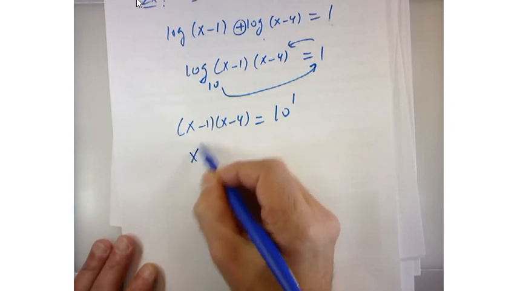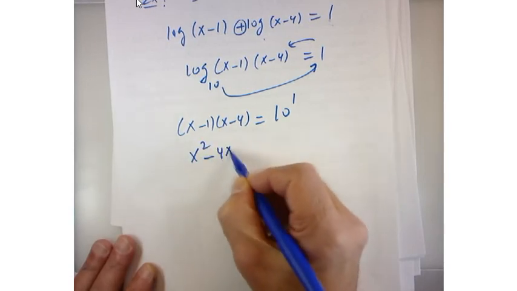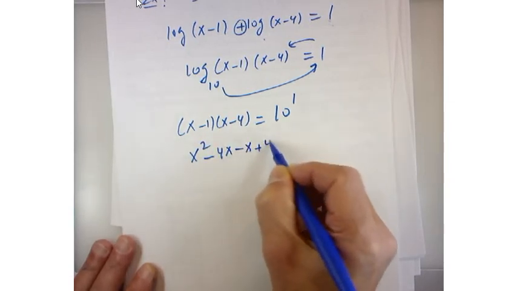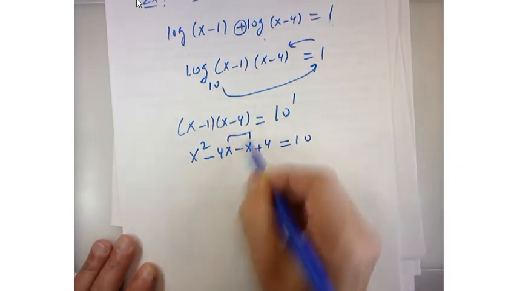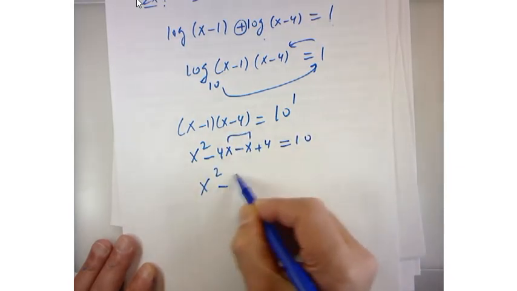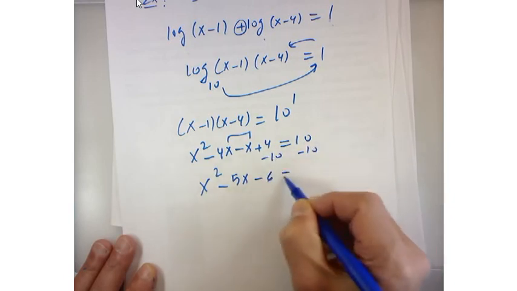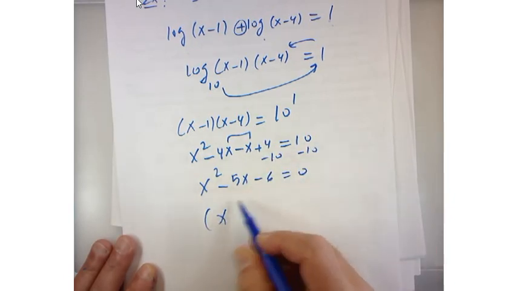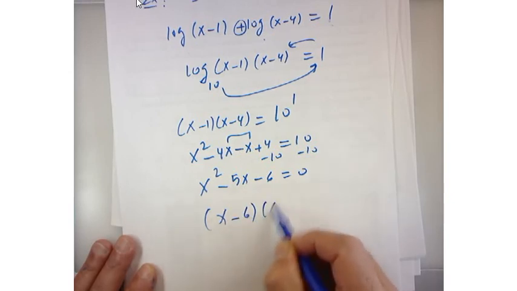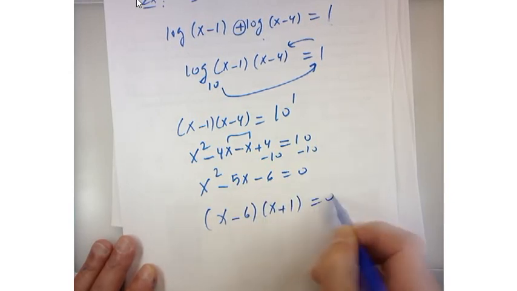So FOIL it: x squared minus 4x minus x plus 4 equals 10. x squared, add like terms, minus 5x, 4 minus 10 is negative 6. Factor it, a product of negative 6, a sum of negative 5. So negative 6 and 1.